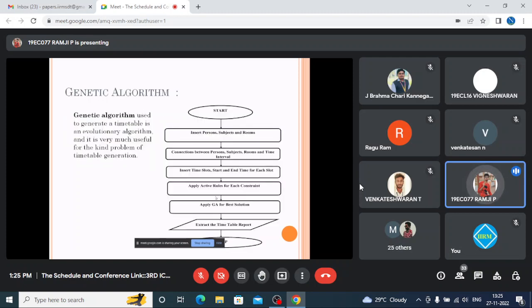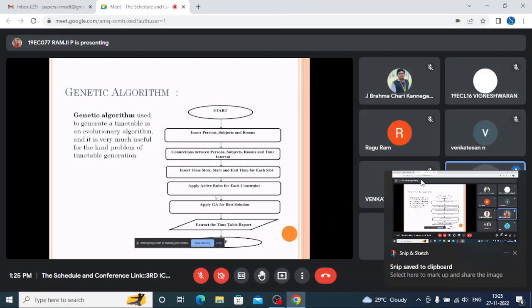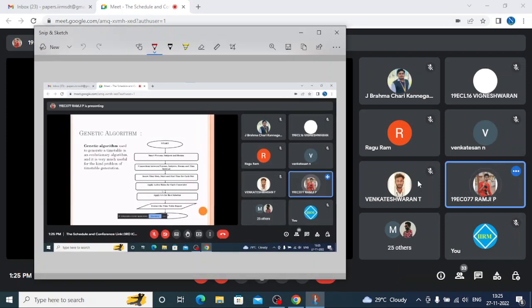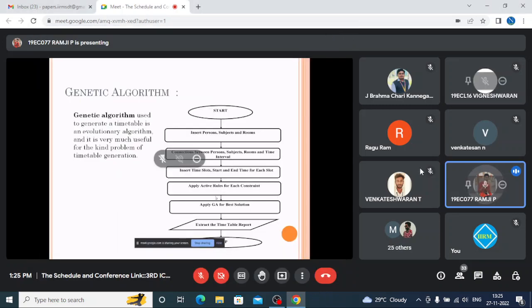For timetable generation, we are going to use the genetic algorithm. The genetic algorithm is very helpful for timetable generation. Here is the flow chart, same as the previous flow chart. We start, then insert person, subject, and rooms. We give the lecturers' names, the subjects they are going to handle, and the room number and department as input, along with the connections between person and subjects, and we have to mention the time interval of the subject.